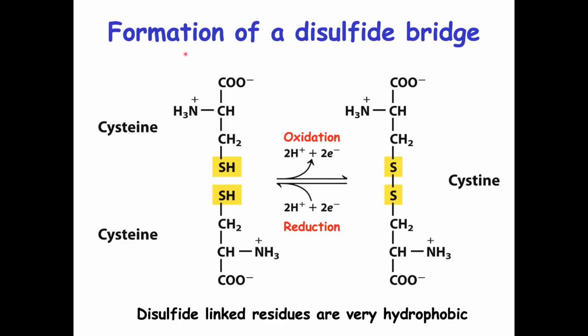So peptide bonds aren't the only linkage between amino acids. Disulfide bonds are another one. Disulfide bonds are another form of covalent linkage in proteins, and it involves a crosslink between two cysteine residues. So here we see a cysteine residue here and a cysteine residue here.